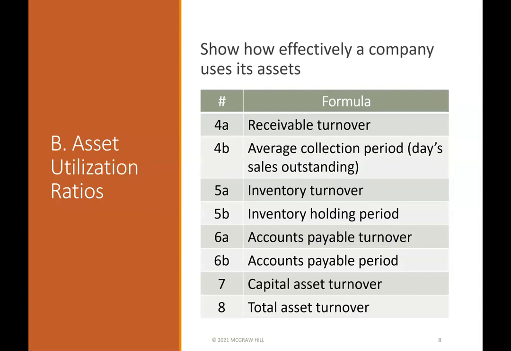B, asset utilization ratios, show how effectively a company uses its assets. 4A is receivable turnover. 4B is average collection period, days sales outstanding. 5A is inventory turnover. 5B is inventory holding period. 6A is accounts payable turnover. 6B is accounts payable period. 7 is capital asset turnover. And 8 is total asset turnover.